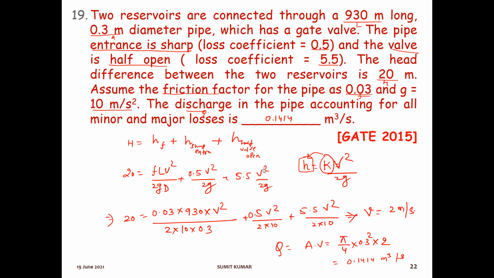So this was again a very simple question based on losses, major losses and minor losses. There are two types of losses: major loss and minor loss. Major losses are due to friction, and minor losses are due to pipe fitting, associated with cases like sudden enlargement, sudden contraction, entry, exit, and any obstacles.